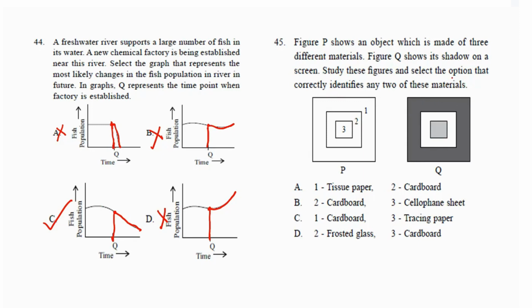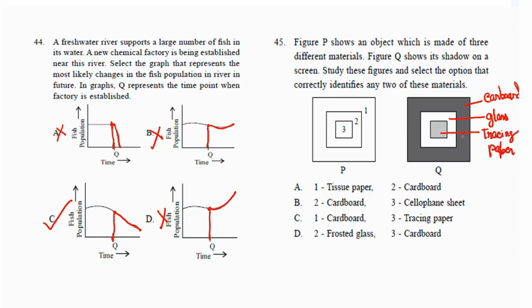Study this graph and select the option that correctly identifies the 2 materials. So as we can see, the part 1 has been darkly shaded in the shadow. So this one can be a cardboard, right? 2 has remained the same. So 2 can be any glass material, right? That is completely transparent. And 3, we can see it is not that dark, it is partly dark. So this can be any translucent material. So we can say, let's see, it is a tracing paper, correct?